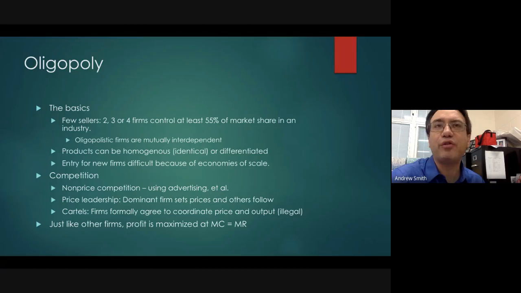They're what we refer to as mutually interdependent. And so their products can be identical or they can be differentiated. They're usually differentiated. But the key thing to understand is that when one company acts, the others will follow. So if my company does something, what are the other ones going to do? They're going to do the same thing usually.